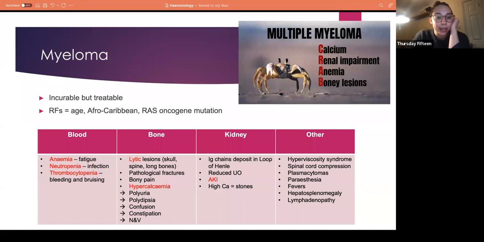In your blood, you'll be anemic, neutropenic, and thrombocytopenic because of your marrow suppression. In your bone, you'll get lytic lesions. They're commonly in your skull, spine, and long bones. You can get pathological fractures because of those, and bony pain like our lady did.